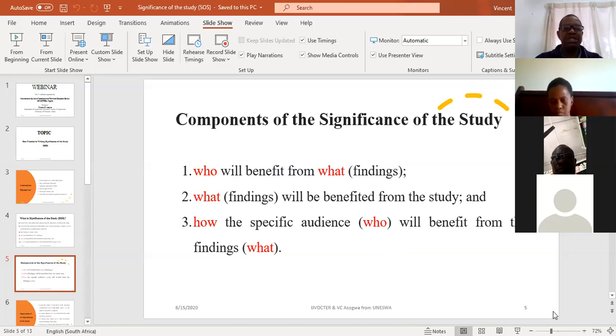What will it benefit them? The next one is, if you say that the findings is this, then how will those people you have said benefit from that? These are three important components of significance of the study, which you cannot do away with. In simple terms, you must state who will be benefited, what the benefit is, and how those specific audience you said will benefit from the findings, which is the what.